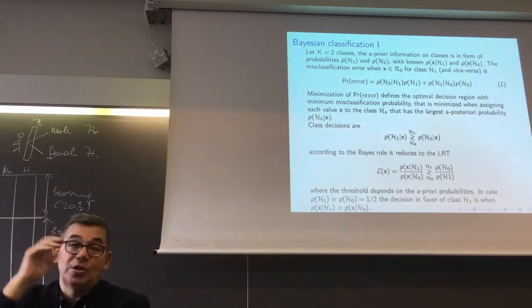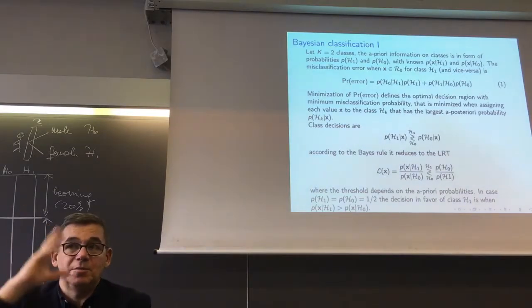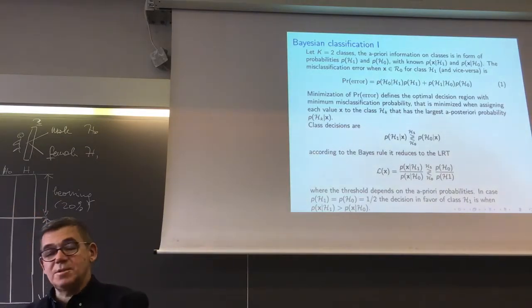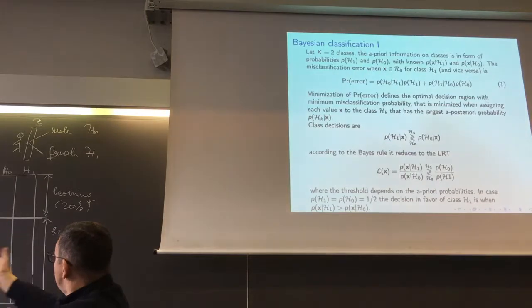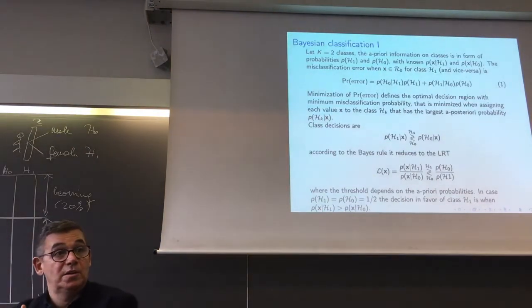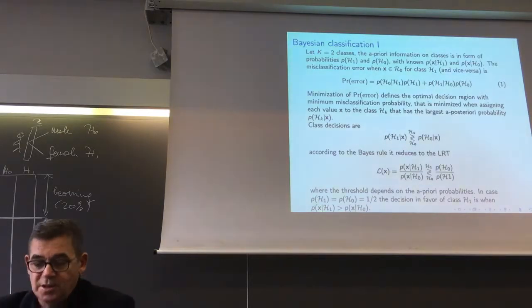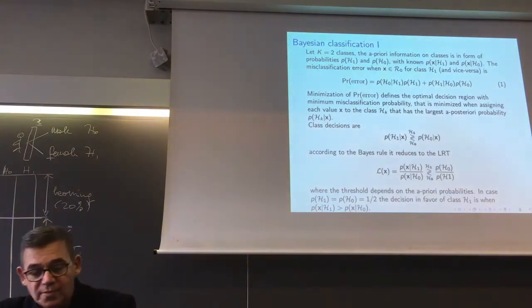I don't know exactly. Let me put the number, okay? So let's imagine that the probability of a male is 80%, the probability of females is 20%. Now, how do I put this into my classifier? There should be a way.